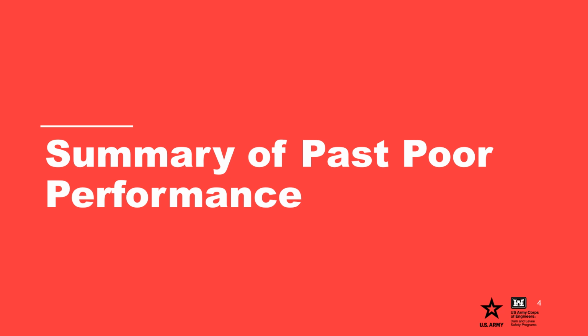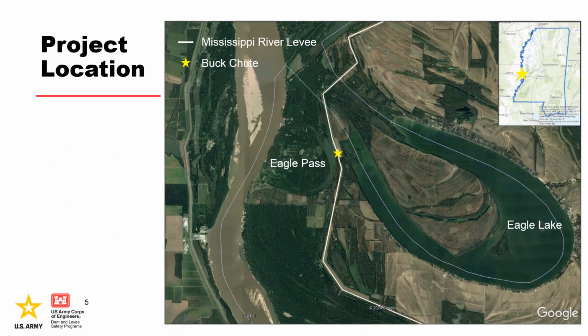First, a quick reintroduction of the project area and a summary of past performance at the levee. Chute is located along the main stem levee system of the Mississippi River and Tributaries Project, 16 miles northwest of Vicksburg, Mississippi. The mainline levee was constructed between Eagle Pass and Eagle Lake, two channel deposits associated with the Mississippi River.